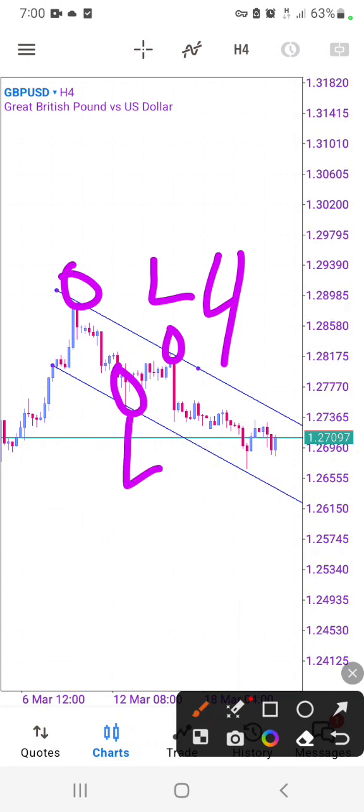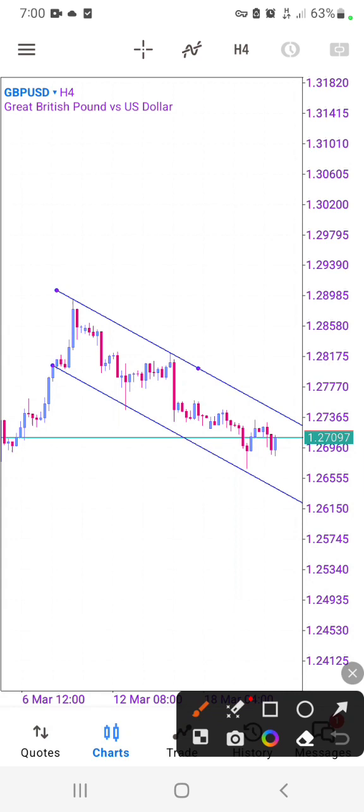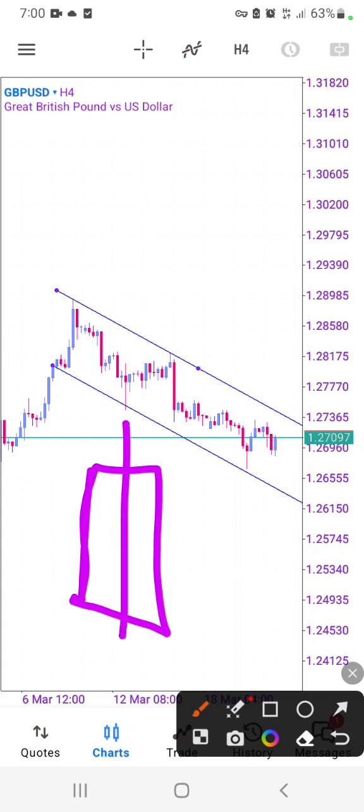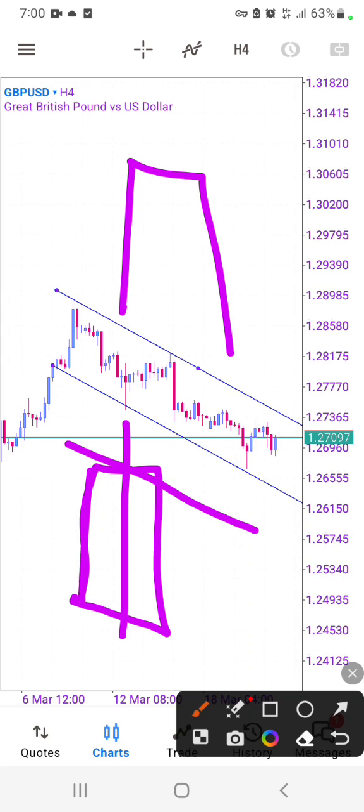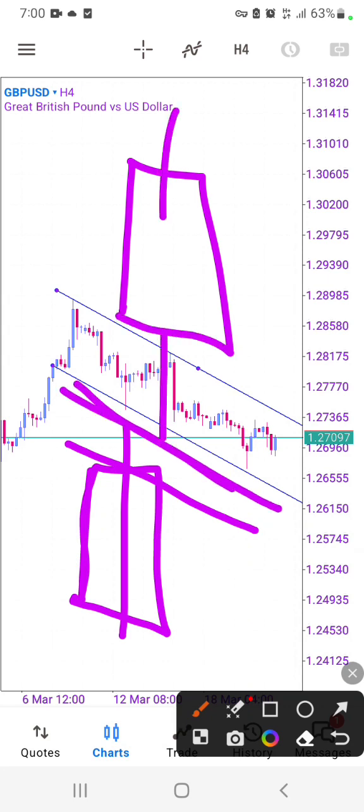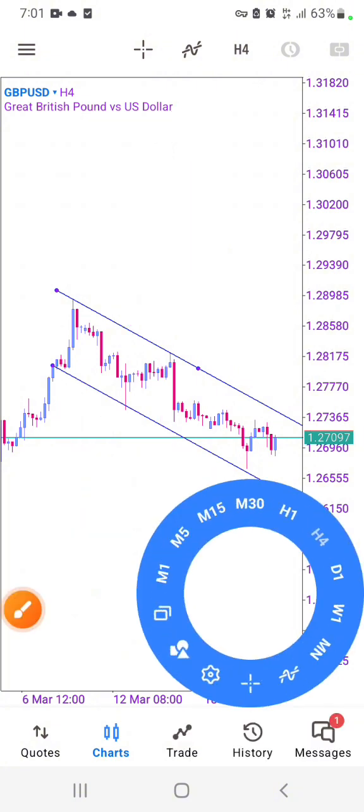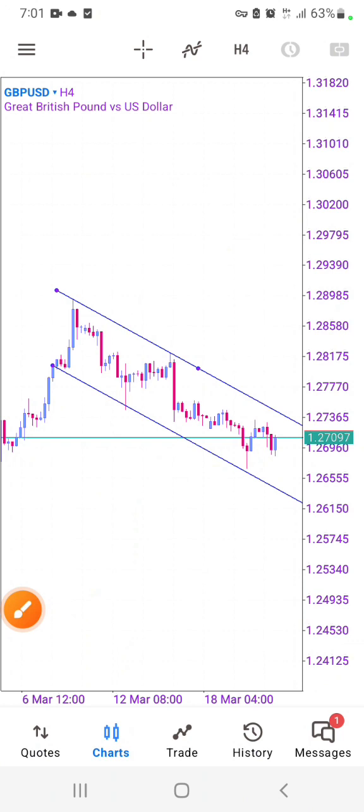Those are the ones you have to connect, and after connecting them, make sure you don't draw your trend line at the body. Draw your trend line at the wick. Exactly at the wick is where you put your trend line. So we have seen that our direction is going down.